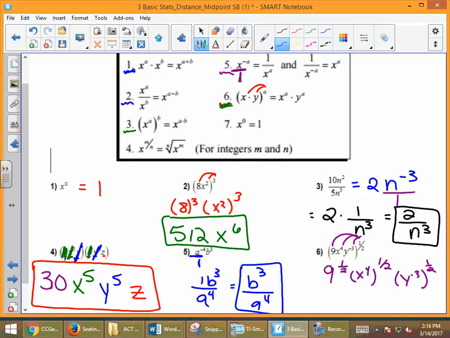Well, that's a little different. We have a fraction that's an exponent. Is there something, which number in that box kind of tells us what to do when we have a fraction as our exponent?